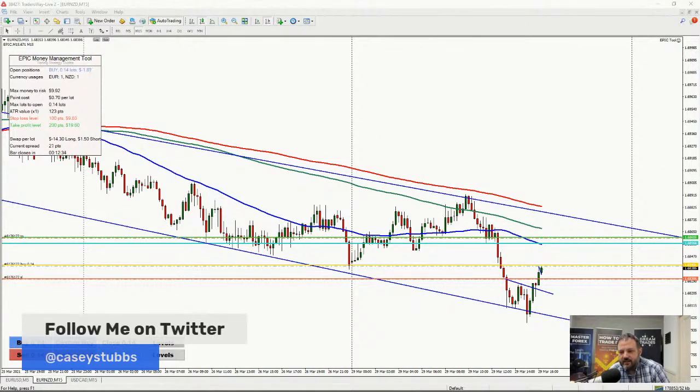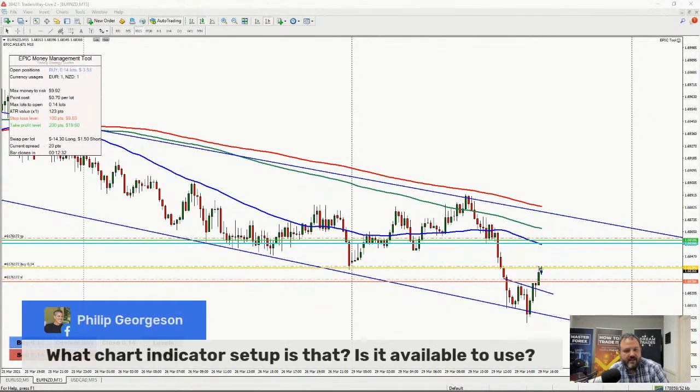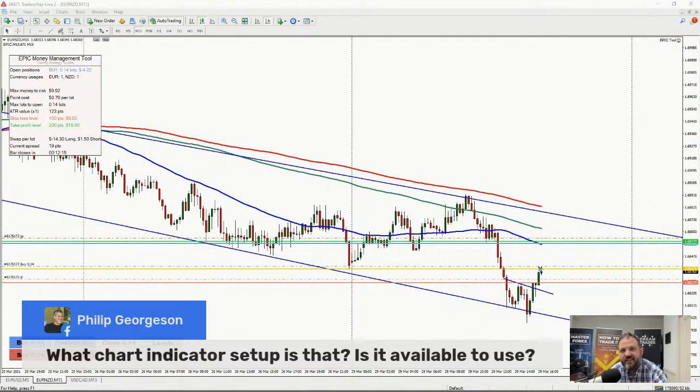Okay, Philip is asking about what indicator. This is the 50-period moving average is the blue line, the 150 is the green line, and the red is the 200. And this is my money management tool. It's called Epic. You can get access to it in the description if you read the description. Thank you for the question.